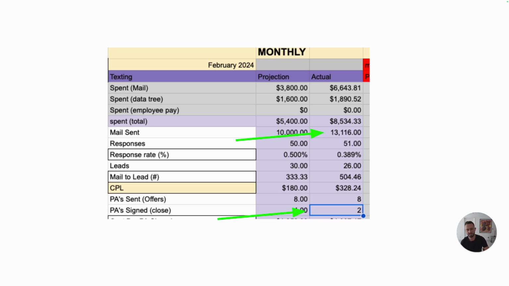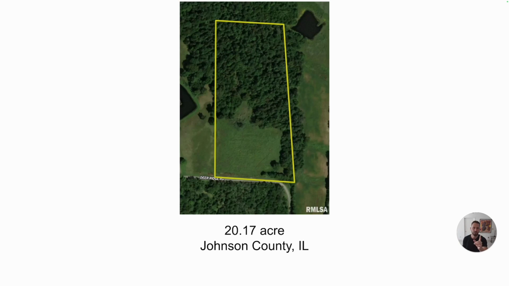This is February 2024. I sent out over 13,000 letters. I only got 2 deals. So that's like a deal every 7,000. That's not good. Typically for me, we're going to get a deal about every 3,500. So this was way out of range for my campaign. I was not good. Let me show you what came from that campaign.